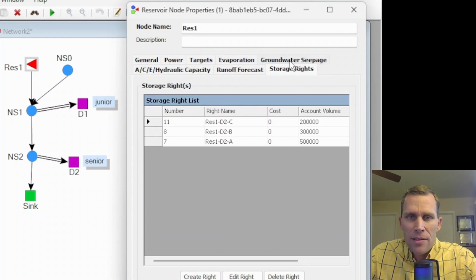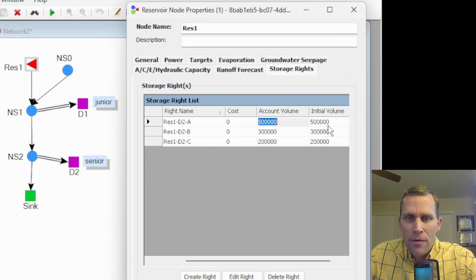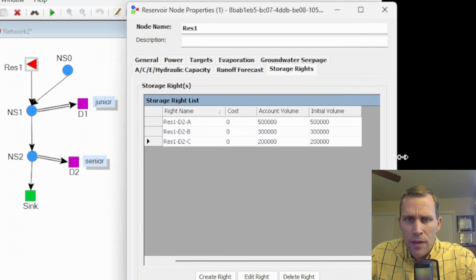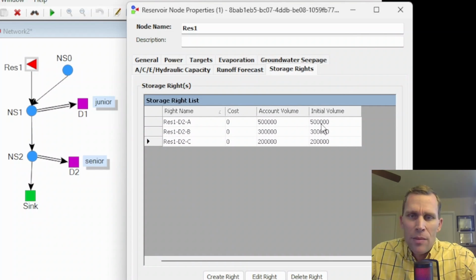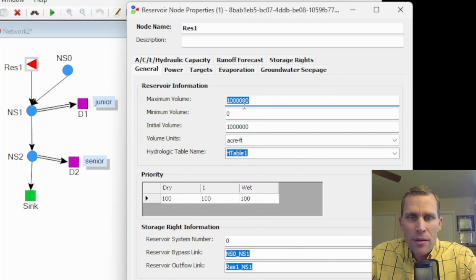Over in the storage rights tab, I have three different storage rights, and they are divided into A, B, and C listed here. I sort them by A, B, and C. And then the account volume is 500,000 acre feet, 300,000 acre feet, and 200,000 acre feet. The initial volume is probably going to be 0. I set it to the same thing as the total volume. So that may be different, but the account volume right here, that's what's important. That's what needs to add up to, let's see, click on general, this value right here minus this value. So yeah, initial would also have to sum up to the difference between initial and minimum.